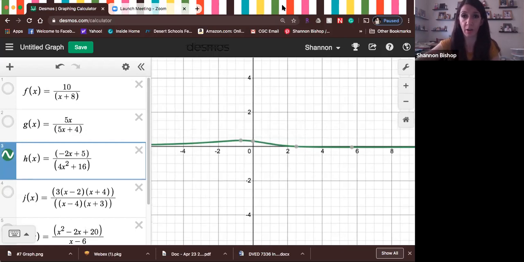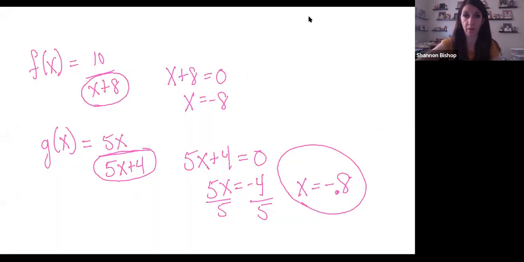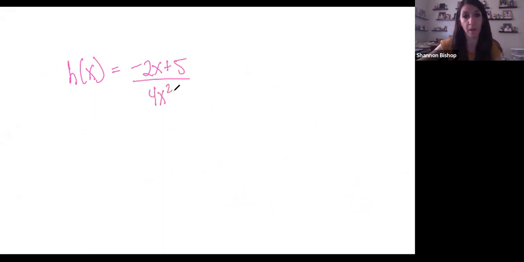So the denominator on that one was, let me clear this, the denominator on that one was 4x squared plus 16. So for h of x, numerator was negative 2x plus 5. Denominator was 4x squared plus 16. So remember, the errors come from the denominator. The only error we're speaking of right now is division by 0. No such thing as dividing by 0. So when does 4x squared plus 16 equal 0?